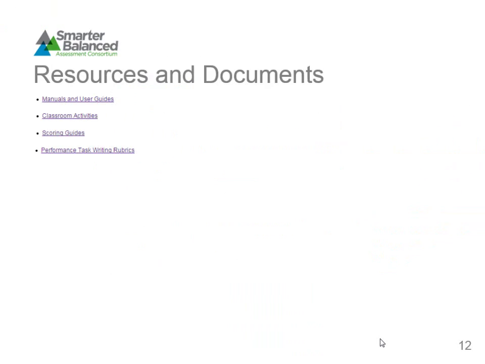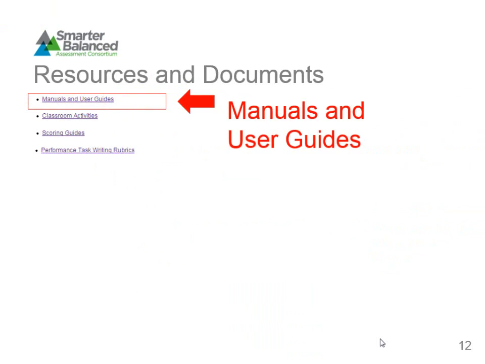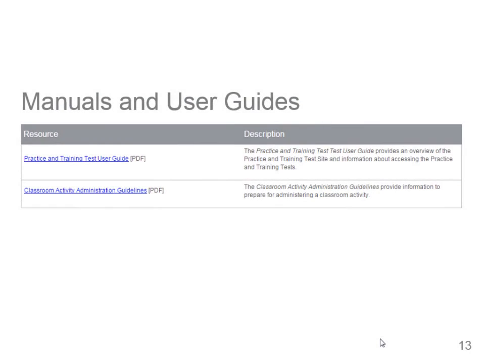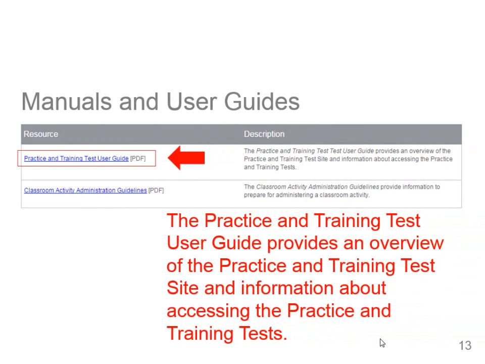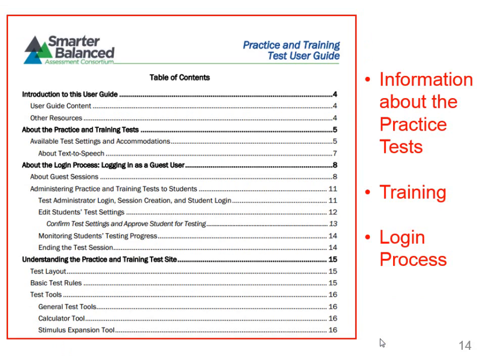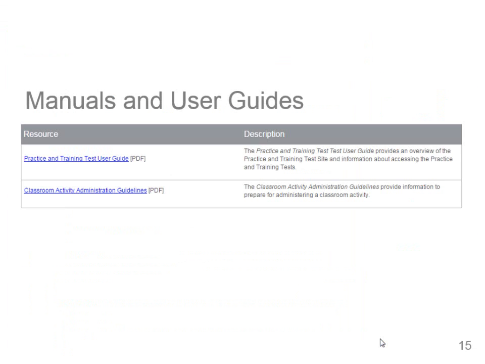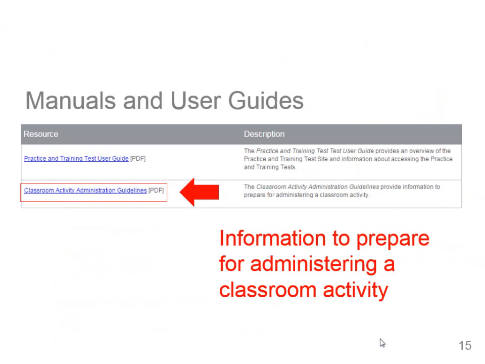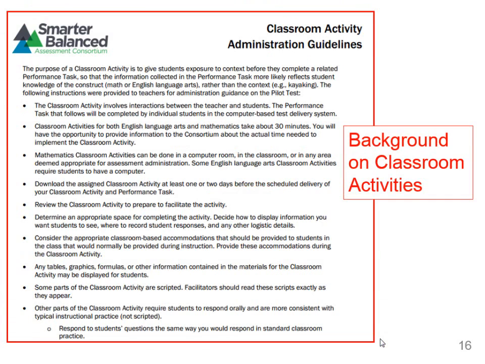When you click on Resources and Documentation, there are currently 4 options. The first resource, Manuals and User Guides, currently contains a practice and training test user guide that provides an overview of the practice and training test site and also how to access the tests. Here, you can also view administration guidelines for the classroom activity. This document will give you background on the classroom activities.